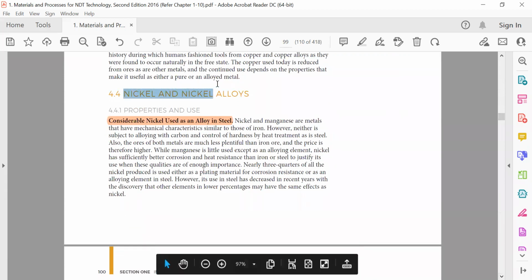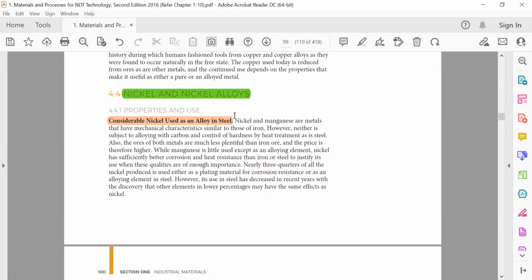Nickel and its alloys. Considerable nickel is used as an alloy in steel. Nickel and manganese are metals that have mechanical characteristics similar to those of iron. However, neither is subjected to alloying with carbon and control of hardness by heat treatment.